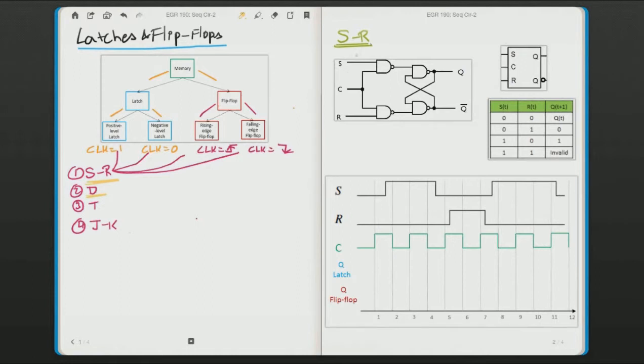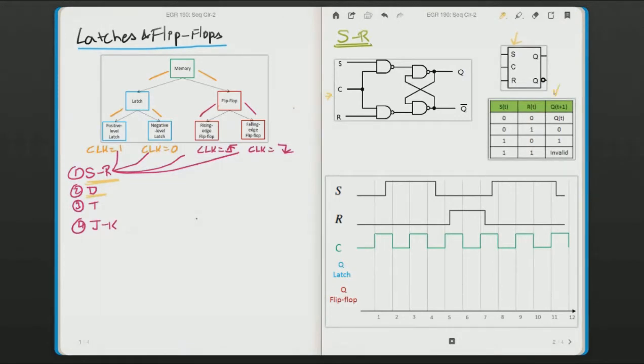Now, let's look onto the page on the right. I have a schematic for my SR level latch or SR level flip-flop. Let's say it's one and the same. This is an SR level latch, and on the right I have a simple symbol for SR level latch here as well.